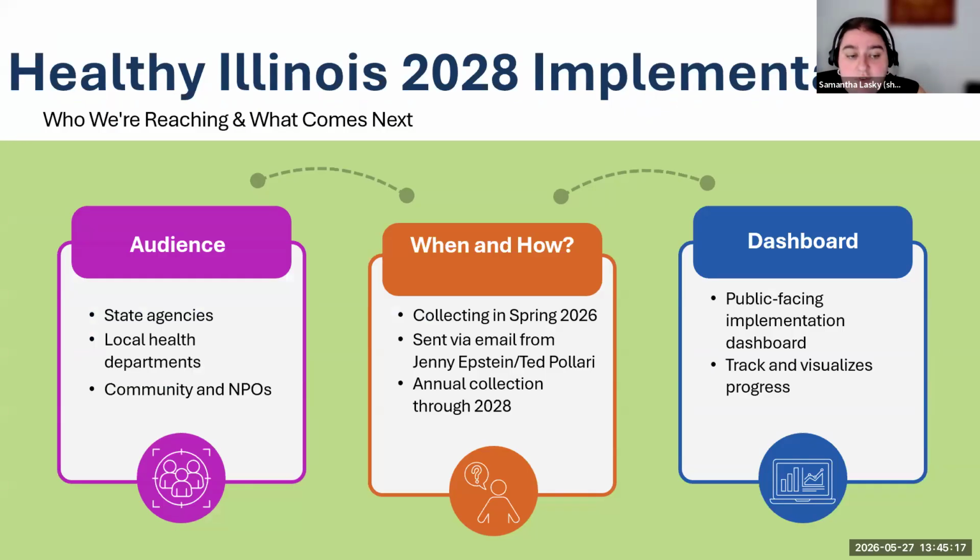Awesome. So the inventory has been sent to state agencies working on SHIP priority areas, all local health departments across Illinois, and community and nonprofit organizations. Your administrators have already received an invitation to respond to this inventory. They can share the link throughout your health department or with other partners also working on any of the 5 state health improvement plan, Healthy Illinois 2028 priorities. The inventory responses will also populate a public-facing SHIP implementation dashboard, which we're really, really excited about.